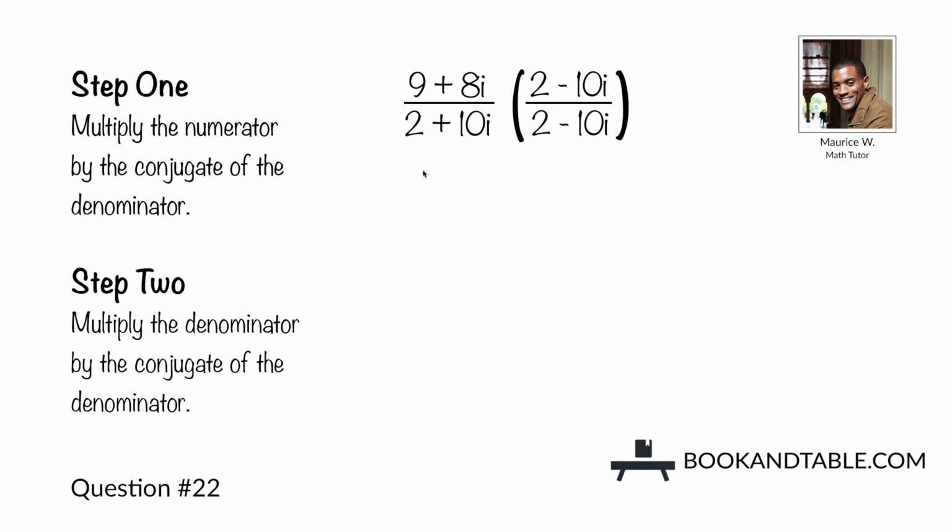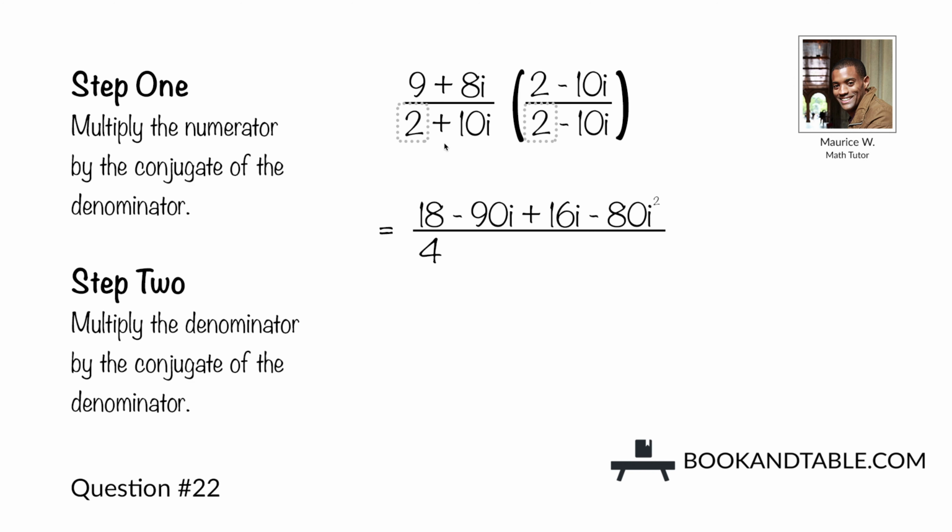Since the denominator is 2 plus 10i, the conjugate is the result of switching this addition to subtraction. So the conjugate is 2 minus 10i, which will multiply our numerator and denominator by, giving us 9 times 2, which is equal to 18. 9 times negative 10i is equal to negative 90i. 8i times 2 is 16i. And 8i times negative 10i is negative 80i squared.